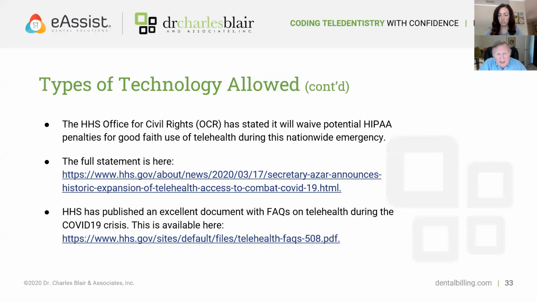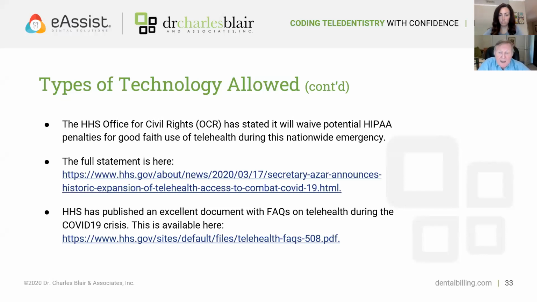So the types of technology allowed: the HHS Office of Civil Rights says that it will waive any potential HIPAA penalties. Remember, if I do teledentistry with a patient, they're in their home, a friend or neighbor, a kid, who knows who's in the same room with them. And so there is the potential of overhearing the conversation.